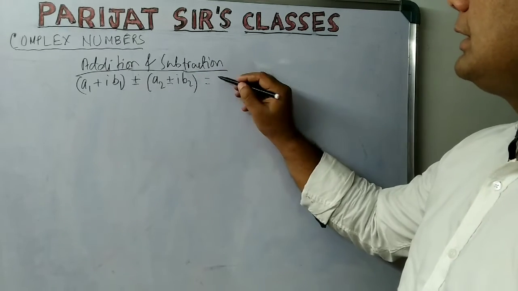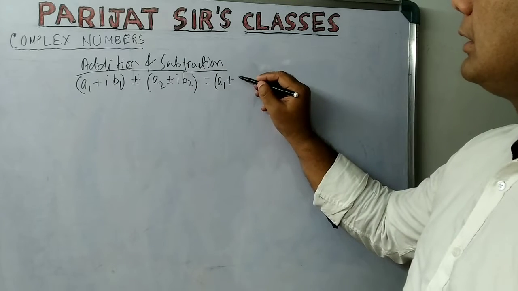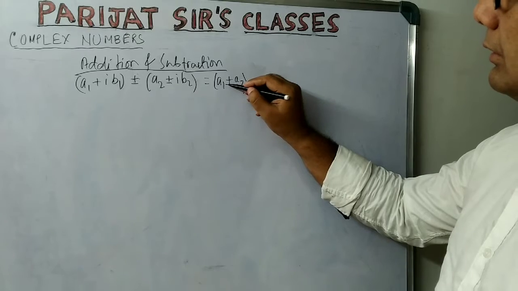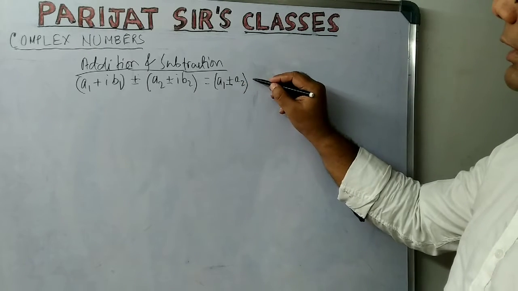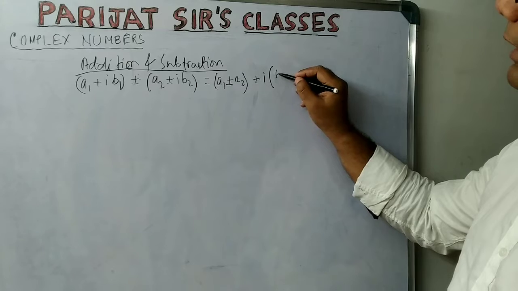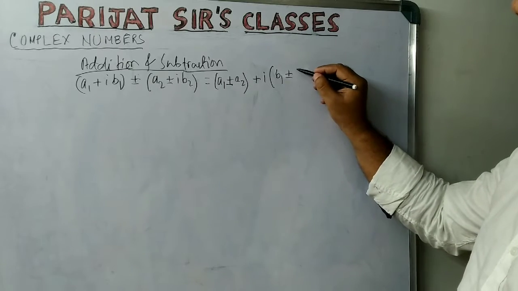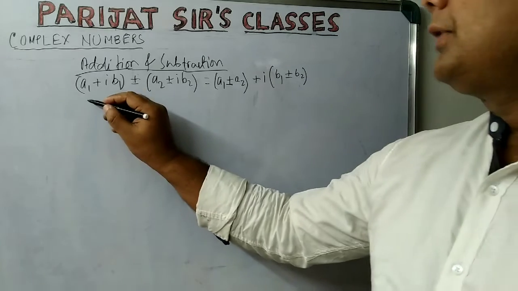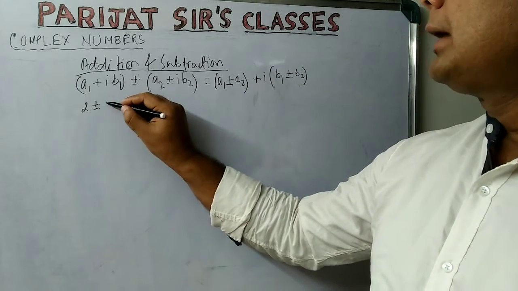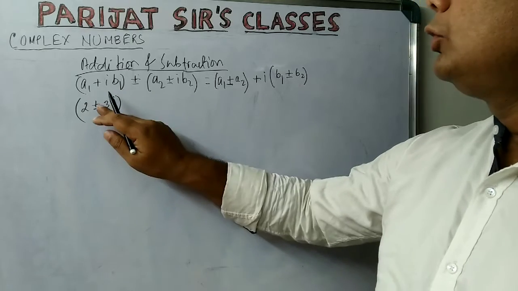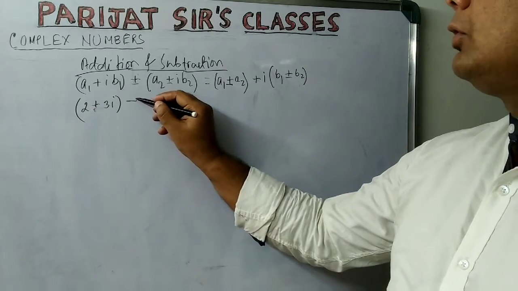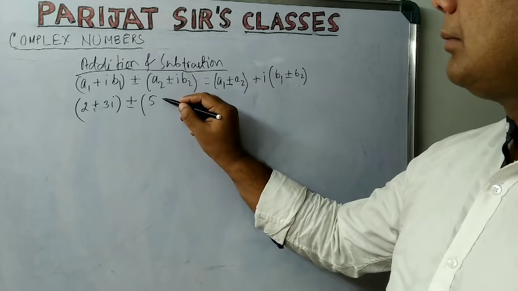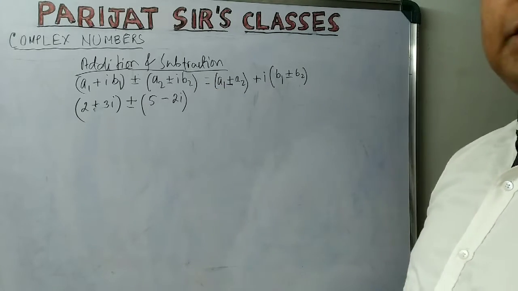It's quite easy. Just keep the real parts together, with the addition or subtraction between them, then plus i, and then do the imaginary parts together. For example, I want to add and subtract 2 plus 3i with another complex number, 5 minus 2i. So see how to do it.